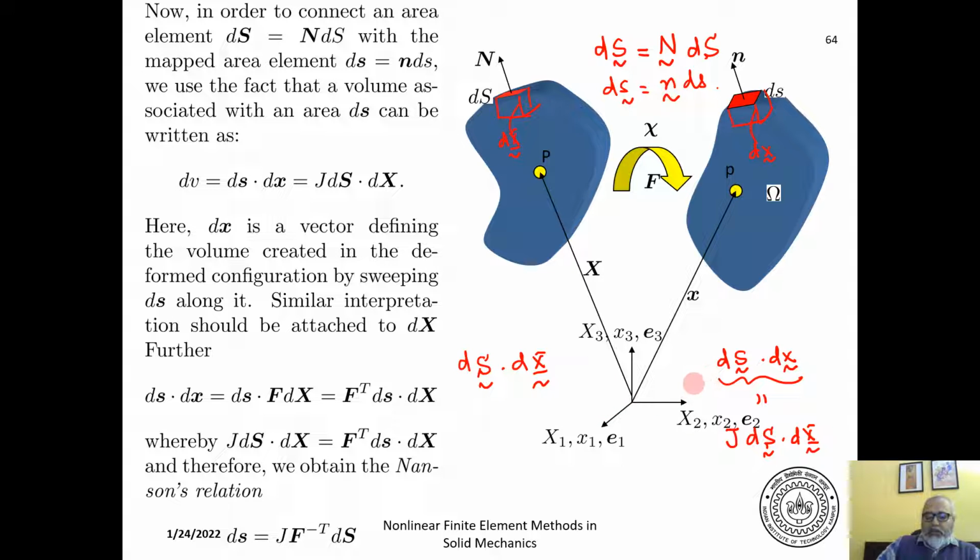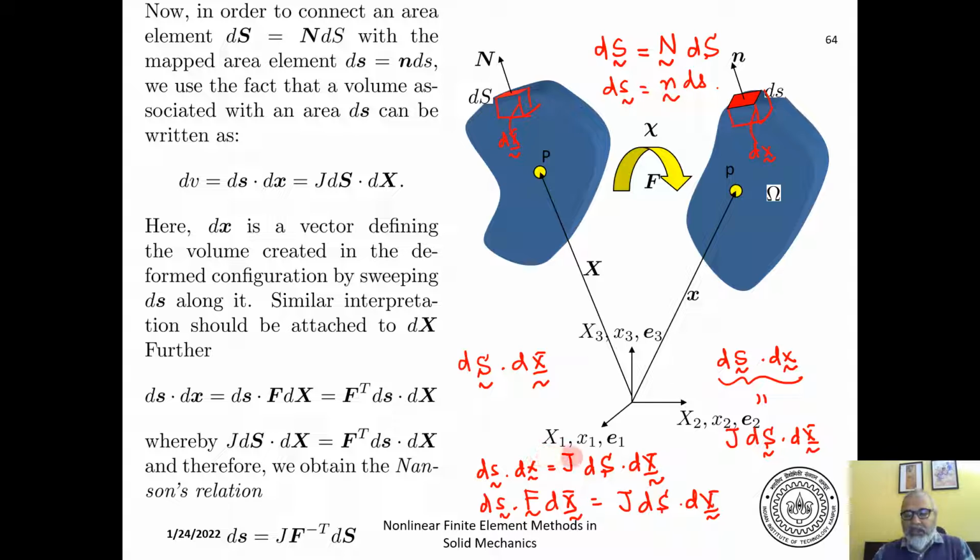Okay. Therefore, we have small ds dot dX is equal to J times dS dot dX. Then here we have ds dot F times dX, which is equal to J dS dot dx. Now we have the relation here. Small ds can be represented by small n times the scalar area. The capital S, these are vectors, so this vector can be represented by capital N times dS. And now we have dx on both sides.